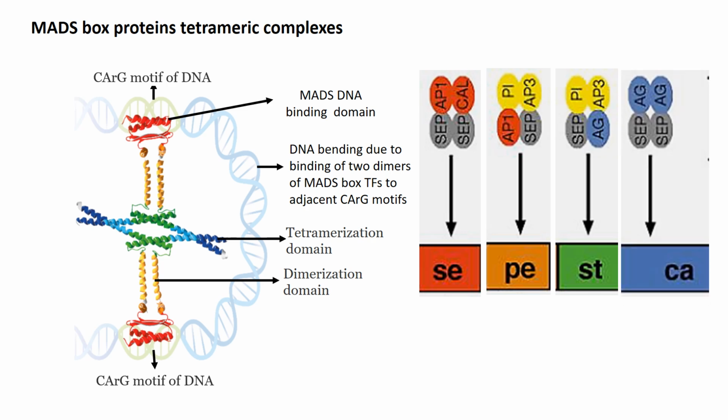Two dimers of MADS domain protein bind to adjacent CArG boxes to form the tetrameric complexes, which leads to bending of the DNA between the two CArG boxes. AP2, which is not a MADS-box protein, is not a part of tetrameric complexes. AP2 containing complexes act as special regulators of gene expression during floral patterning along with the tetrameric complexes.